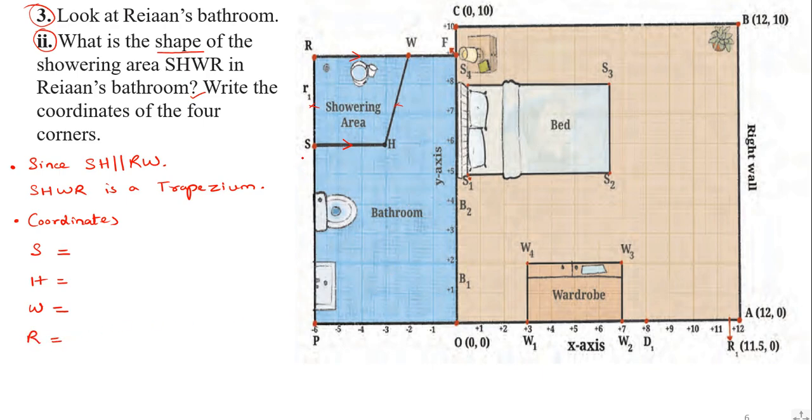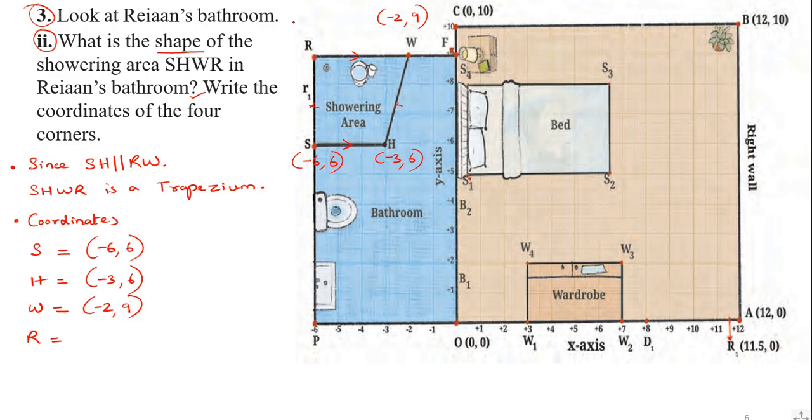S: x is minus 6 and y is 6. So S is minus 6 comma 6. Then H: x is minus 3 and y is 6. So minus 3 comma 6. Then W: x is minus 2 and y is 9. So W is minus 2 comma 9.